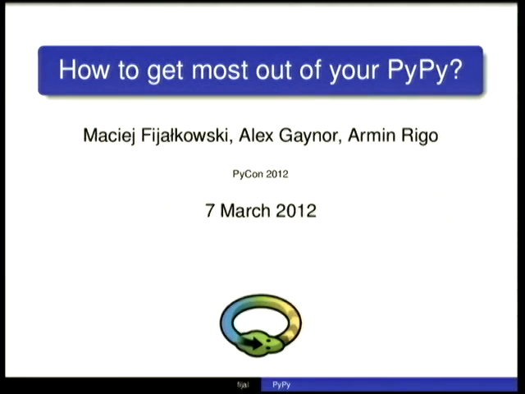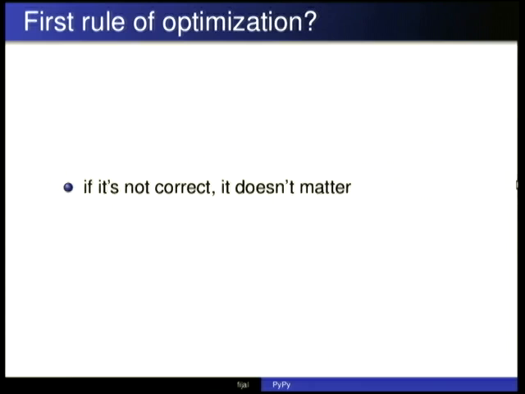Right. So the first question we want to talk about is, if we're here to talk about how to get the absolute most out of PyPy in terms of performance, how do I, next slide. Okay. So we've got to ask, what is optimization? Does anybody have any ideas about what might be the very first rule of optimization?